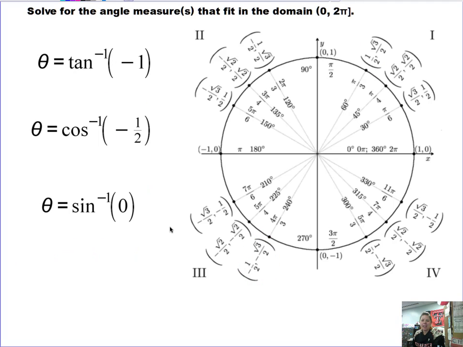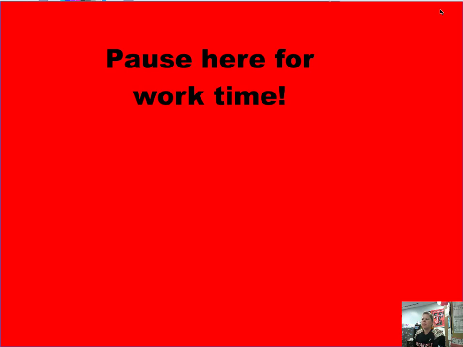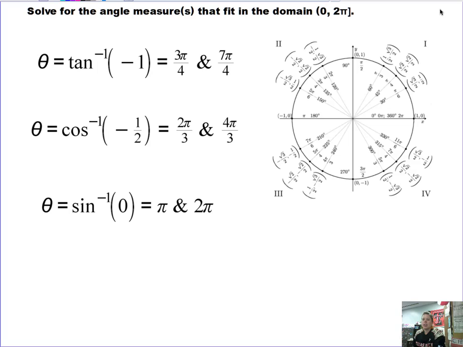All right, now I'm going to give you guys some time to practice a couple of these types of problems. Here are the 3 problems that I want you to work. You can pause the video to work these out and practice those 3. So pause here for some work time. And then here's your answers.